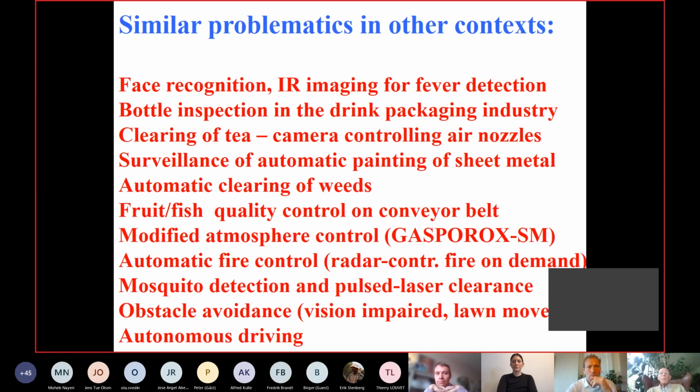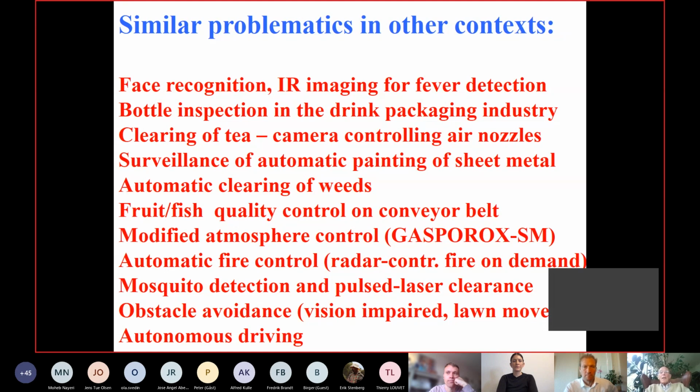So let's think about similar problematics in other contexts outside the waste sorting area. Face recognition, a much discussed thing. We have it on our mobile phones, of course, and we are afraid of it if it's used too much. Infrared imaging for weapon detection at the airports, very common. Bottle inspection in the drink packaging industry, to make sure that the bottles, maybe the reused bottles, are really clean.